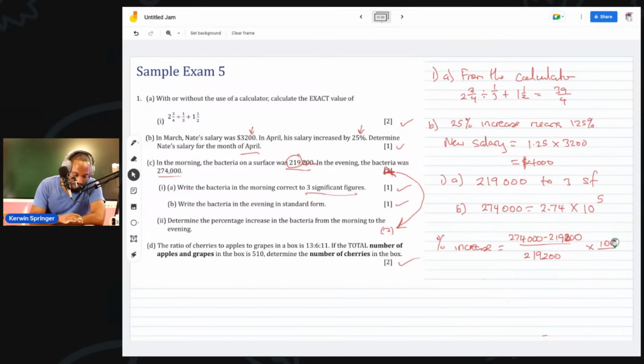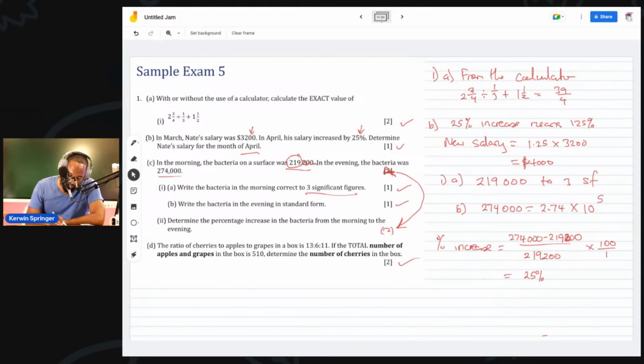How much will you get with that? 274,000 minus 219,200. Well, we're finishing this live in a short time. A quarter of 100, I'll get 25%. So this is 25%.